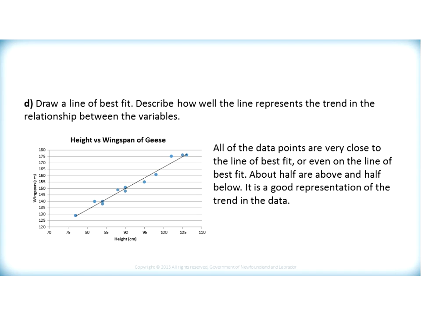And in this case, in determining how well the line represents the trend, all of the data points are very close to the line of best fit, and some of them sit on the line of best fit. About half of the data points are above the line, and about half are below. So it's actually a really good representation of the trend we see in the data.